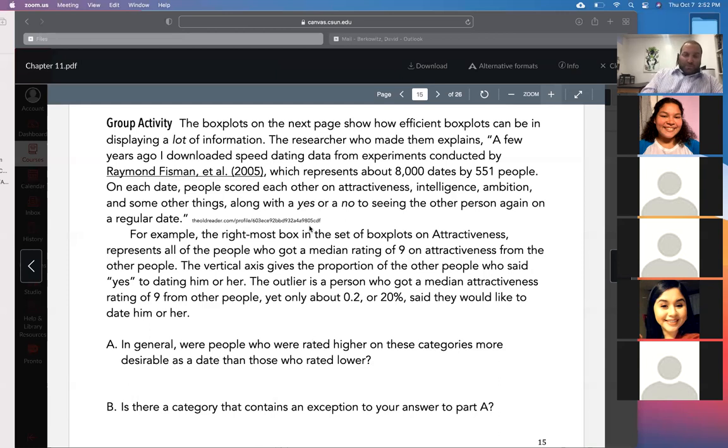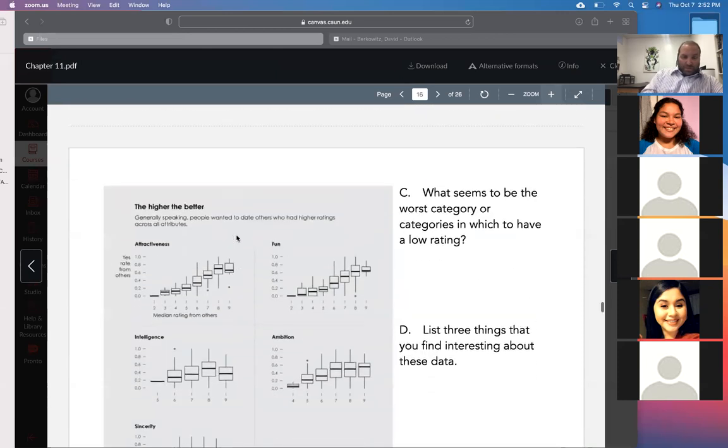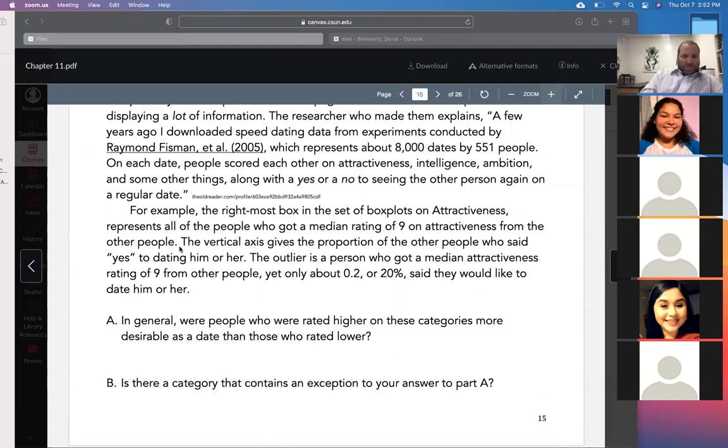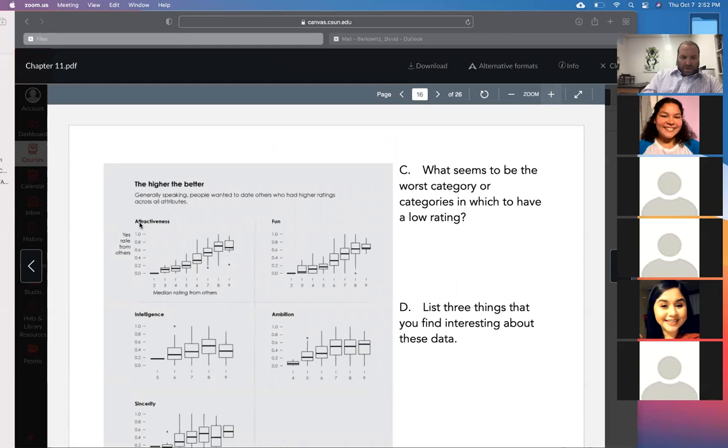For example, the rightmost box in the box plots on attractiveness, right here, represents all of the people who got a median rating of 9 on attractiveness from the other people. So this one here is the box plot of those who received a 9 from other people. And on the vertical scale is whether or not they received a yes rating from others. Does it seem reasonable that people who were generally more attractive had a higher percentage of yes rates from other people?